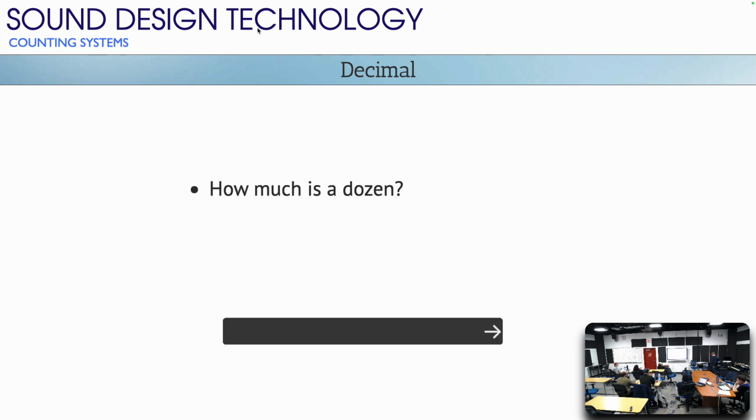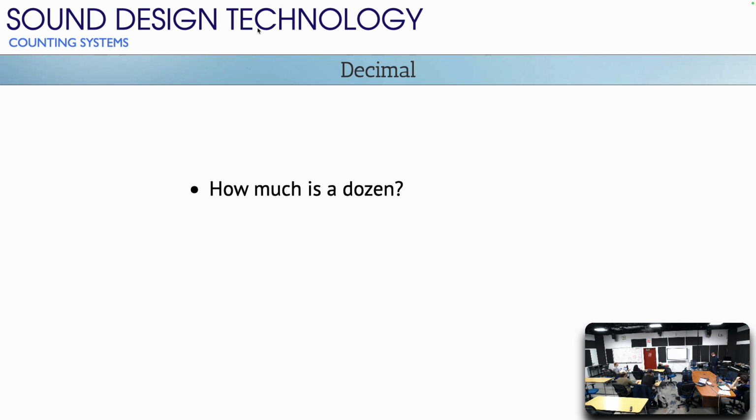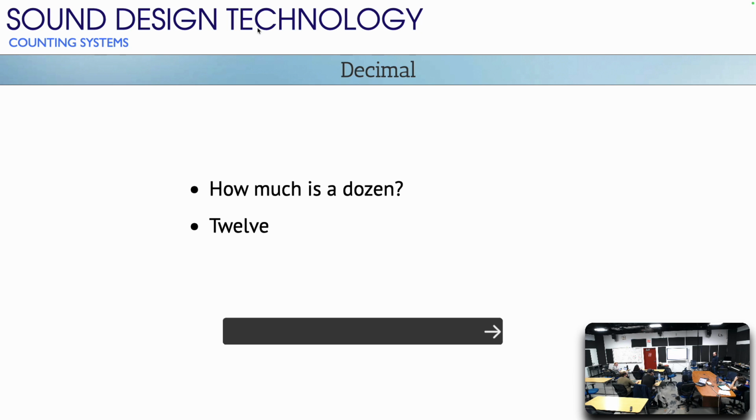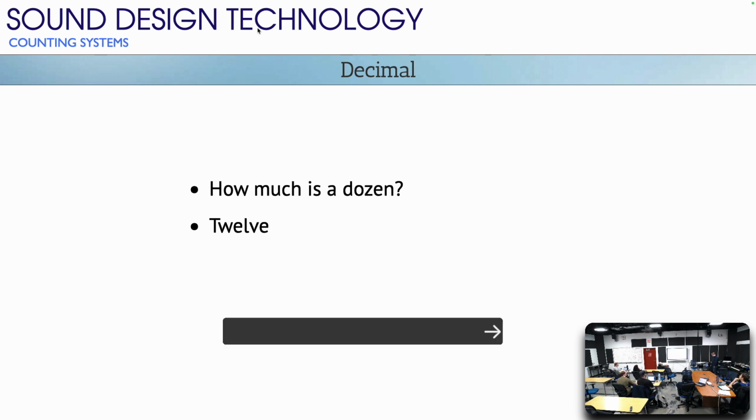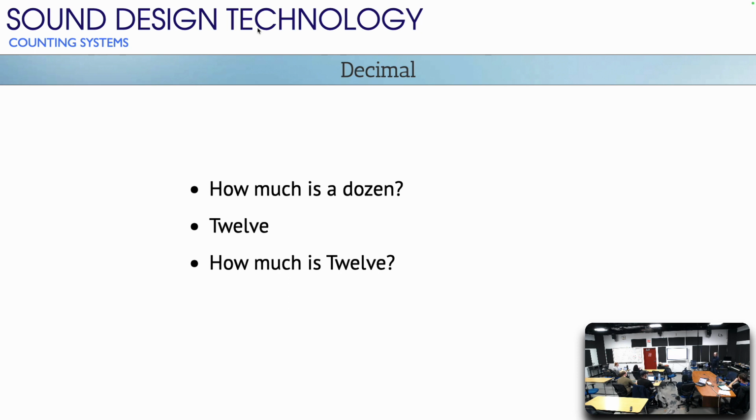I'm going to start by asking you a question. How much is a dozen? Okay. Great. What's that? It depends, yes. It does. Am I a baker or not? Yeah, that's right. So, yes, of course, you would say it was 12. Okay, well, how much is 12? 12 is 12, right? That's why they call it 12.